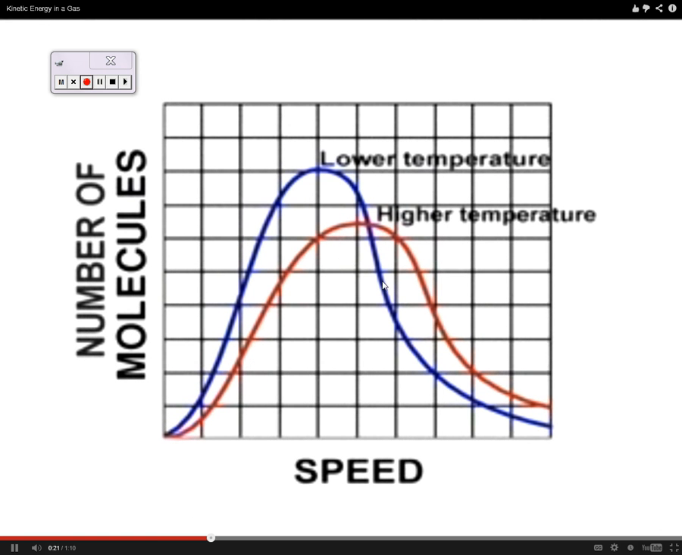The average kinetic energy means that some will have a little bit less energy, some will have more. But the peak is the temperature. As the temperature goes up, the speed also increases.